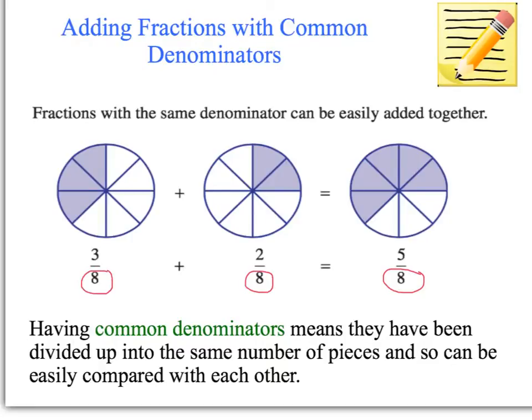Remember, that means the number of pieces it's been broken up into. So the only numbers you add are the numerators. So you add 3 and 2, that equals 5, but you keep the same denominator when you are adding these fractions. So you need to write that down, obviously.